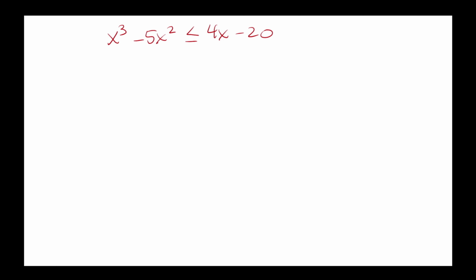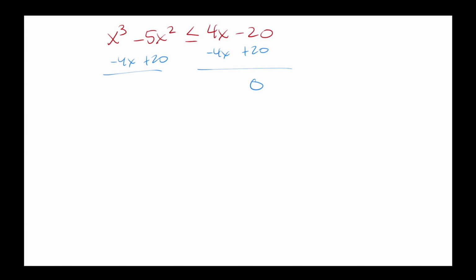Okay, I tried to do this on paper, but it's a little much to explain on paper. So let me do this with a little video. First thing you've got to do whenever you have something like this, you want to get everything on one side. So you want to get this 0 on one side and all the other terms on the other. So I'm going to subtract 4x and add 20 to both sides.